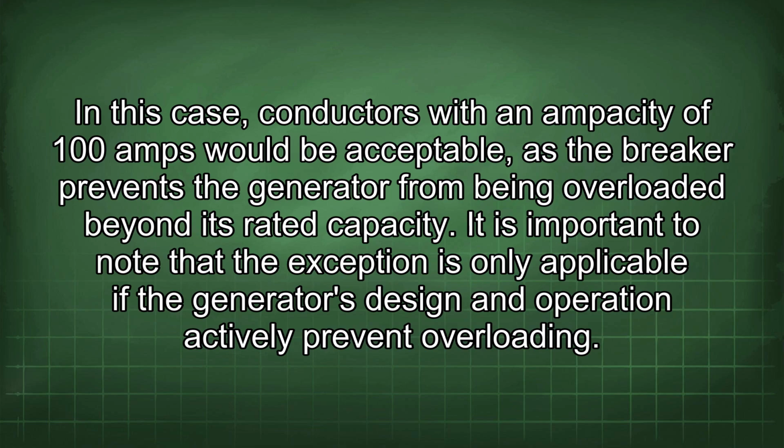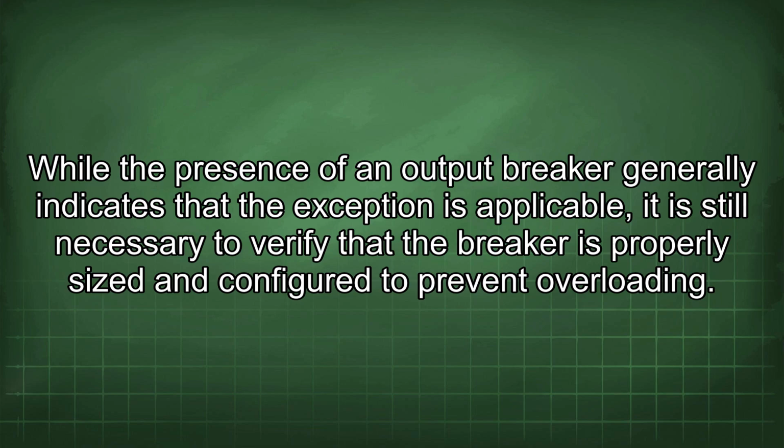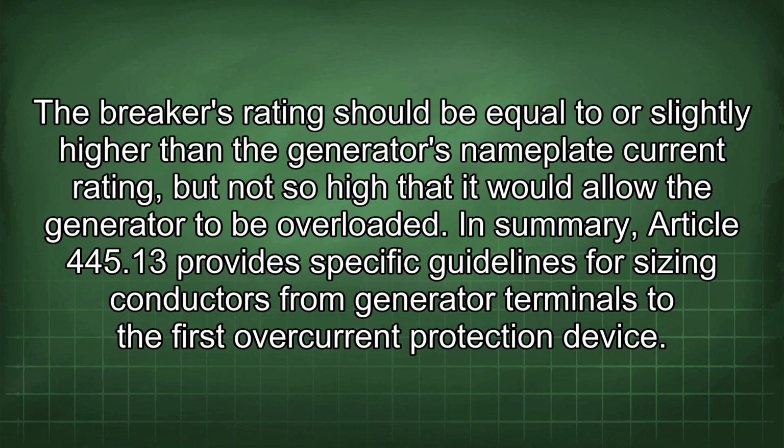It is important to note that the exception is only applicable if the generator's design and operation actively prevent overloading. This typically involves the inclusion of an output breaker, but other mechanisms may also be used to achieve this. It is crucial to consult the generator's documentation and specifications to determine whether the exception can be applied. While the presence of an output breaker generally indicates that the exception is applicable, it is still necessary to verify that the breaker is properly sized and configured to prevent overloading. The breaker's rating should be equal to or slightly higher than the generator's nameplate current rating, but not so high that it would allow the generator to be overloaded.